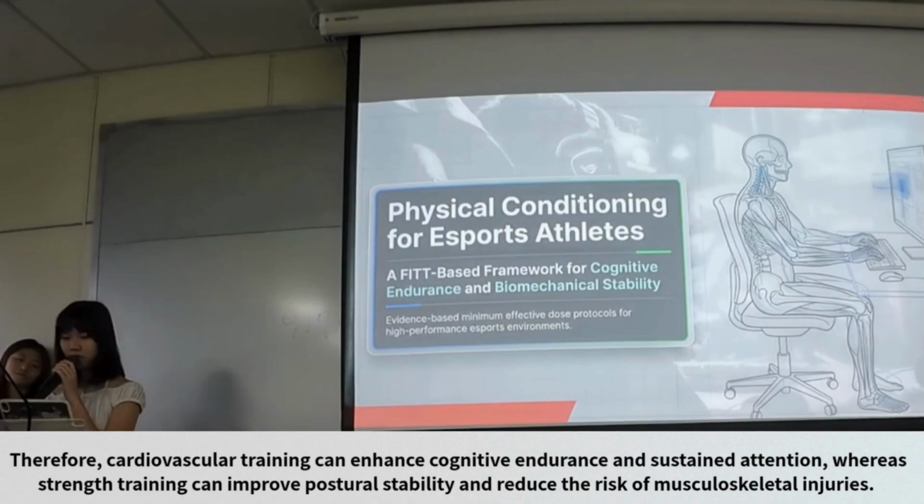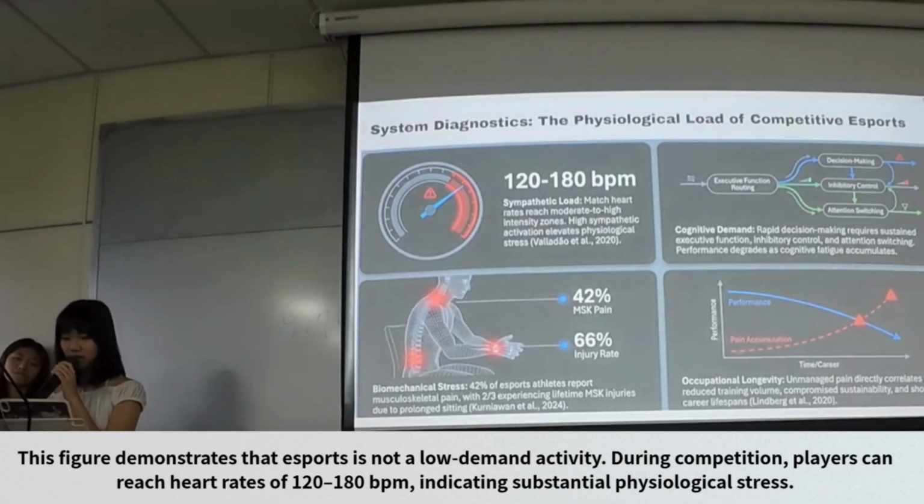Therefore, muscular training can enhance cognitive endurance and sustained attention, whereas strength training can improve postural stability and reduce the risk of muscular injuries. These figures demonstrate that esport is not a low-demand activity.